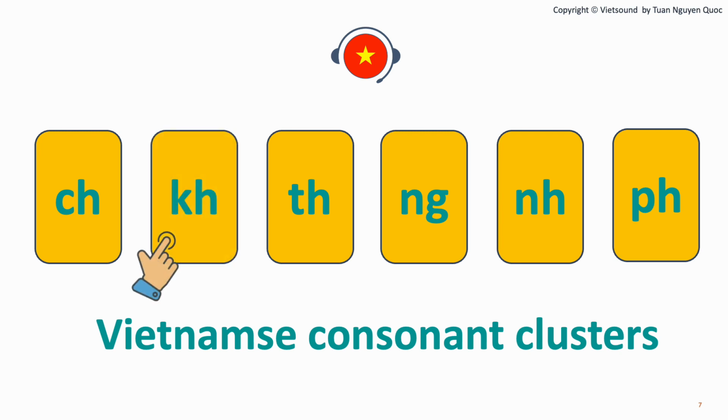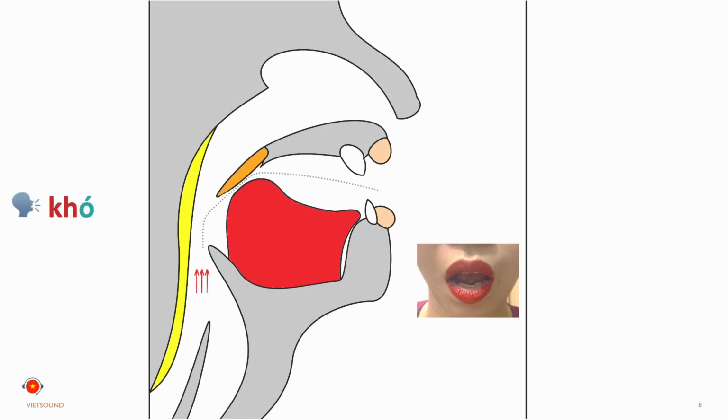The kh sound. The kh sound always occurs at the beginning of the word, like in the word khó.